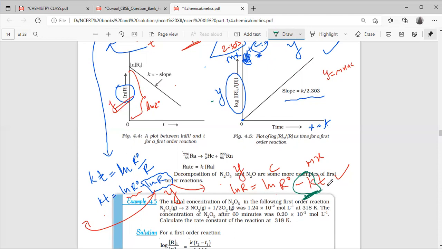This is the x-axis over. Okay, minus is there, that's why the graphical line is going down. Right? Yes, sir. Then the slope is k. Okay, two graphs over in the first order reaction.